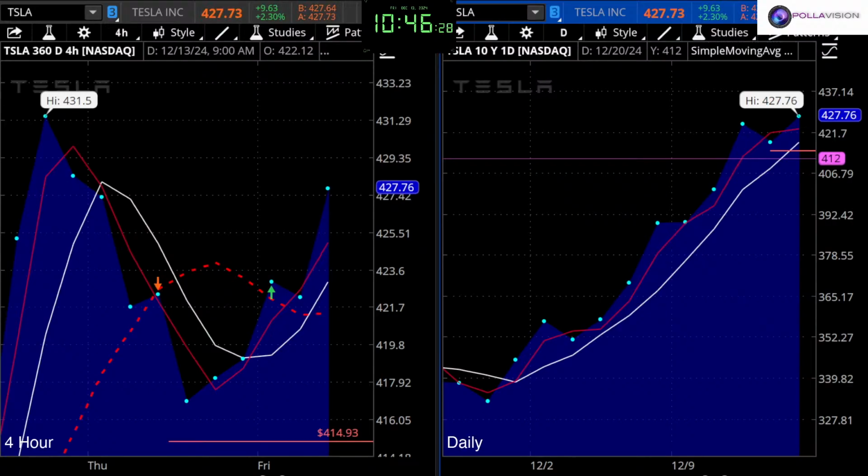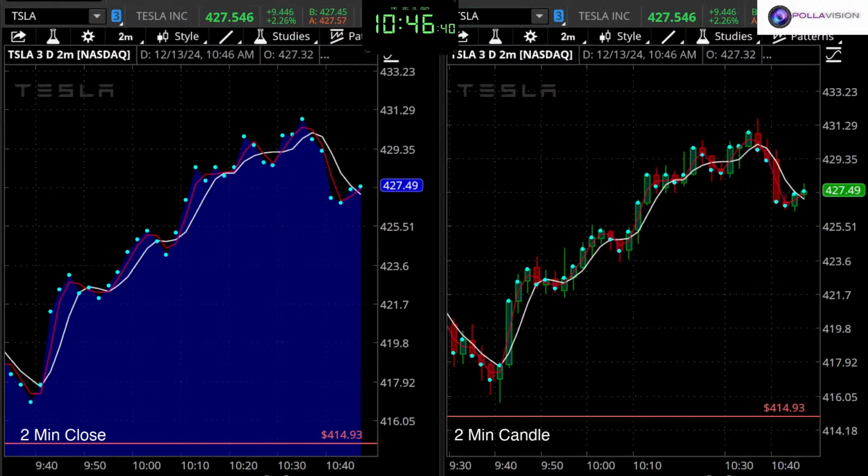Good morning. What do we have going on with Tesla this morning? We had this huge drop at opening. Everybody was freaking out and panicking. Let's look at a 2-minute chart and see what happened.